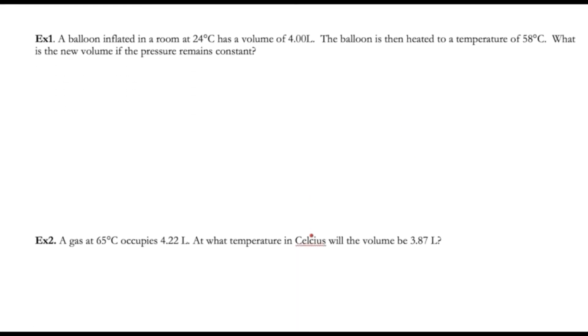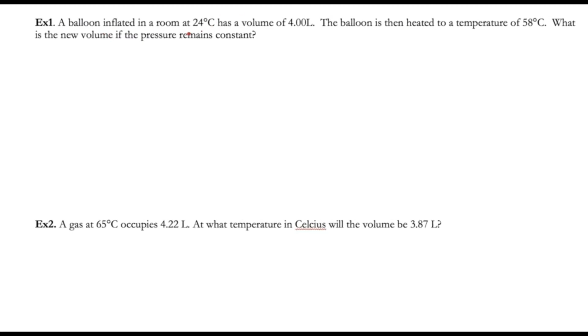So let's look at 2 examples of actually applying Charles' law. It tells me that a balloon is inflated in a room at 24 degrees Celsius, so that's going to be my T1, my first situation, my temperature, with a volume of 4 liters, V1. It then tells you that the balloon is heated to a temperature of 58 degrees Celsius. So this will be my T2, and it wants to know what the volume will be. So let's write out my equation for Charles' law. V1 over T1 equals V2 over T2.